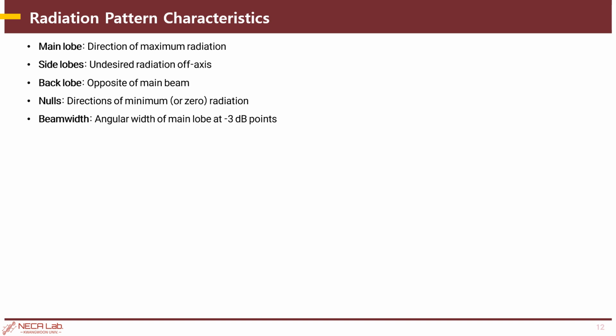Let's go over some key terms that describe the shape of an antenna's radiation pattern. The main lobe is the direction where the antenna radiates the most energy. Side lobes are unwanted radiation in directions other than the main beam. They are usually weaker and off axis. The back lobe is the radiation in the exact opposite direction to the main beam. Nulls are directions where radiation drops to a minimum or even zero. Lastly, beam width is the angular width of the main lobe, measured at the point where the power drops by 3 decibels from the peak. It tells us how focused or spread out the radiation is.